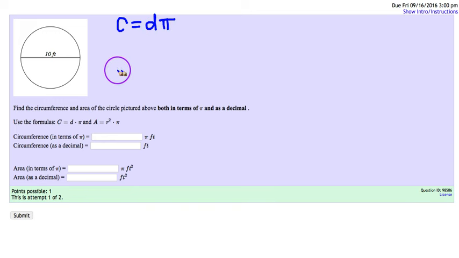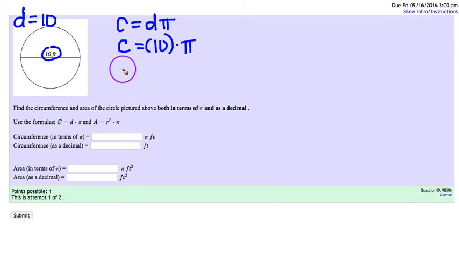So what I'm going to do first is figure out what the diameter is. Again, the diameter is the full length of this circle, so I'm going to say the diameter is 10. So if the diameter is 10, all I need to do is simply plug it into my formula. So C equals, instead of D, I'm going to replace it with 10. I'm going to multiply it by pi, and that is my answer. So circumference equals 10 times pi, which is 10 pi.